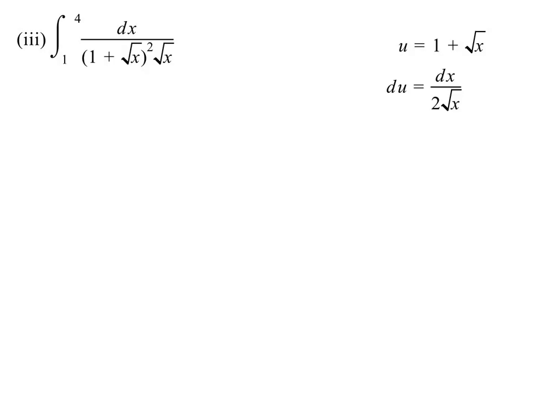This one, of course, we've got to be careful with our limits. Change those. Now we can do our substitution. Here we get 2 lots of the integral going from 2 to 3 of just the u on u squared.